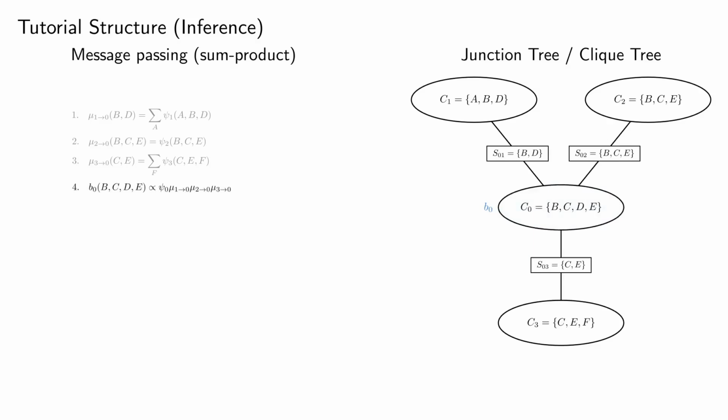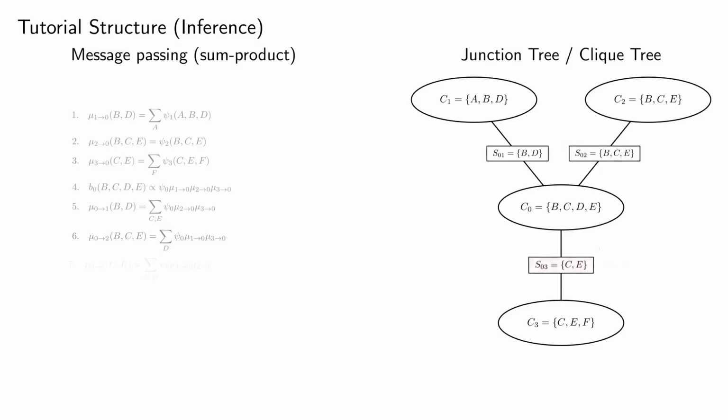To send a message from C0 to C1, we combine psi0 with the messages that arrive from clusters 2 and 3. We exclude the message from C1 and sum out C and E, leaving a function of B and D. For the message to cluster 2, we use the incoming messages from clusters 1 and 3, but exclude the message from 2 to 0. Of the central variables B, C, D, and E, only D is absent from the destination subset. We sum out D, leaving a message defined over B, C, and E.